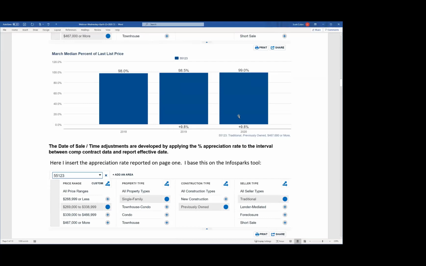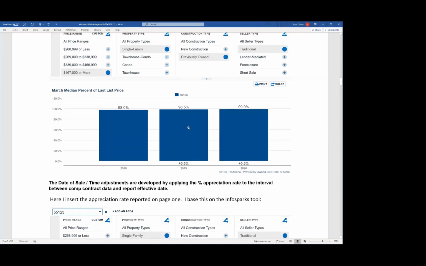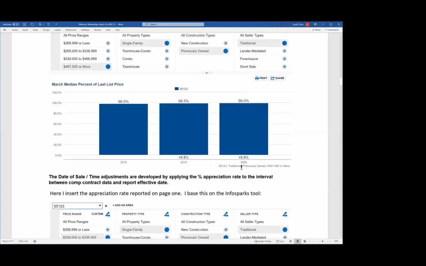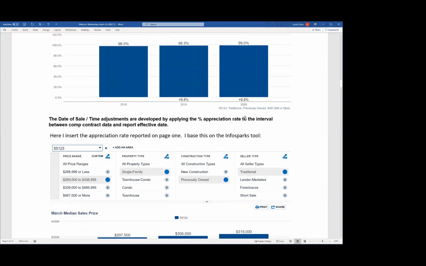And then the date of sale time adjustments. Again, I should back up and say, this is an example of sample fit where we want to have an adequate sample size, which we talked about in the earlier webinars. But if we have at least 30 in this category for both this year and last year, then we can fit the sample closer to the subject. Okay. So there it is, 99%.